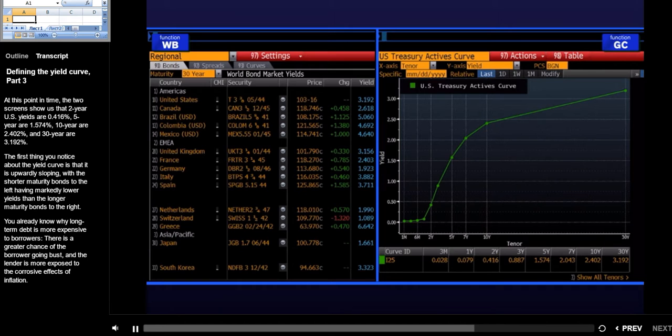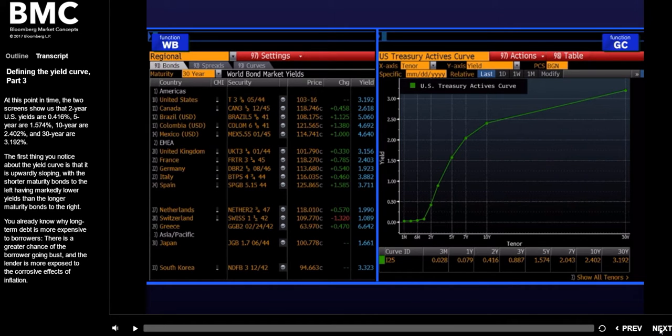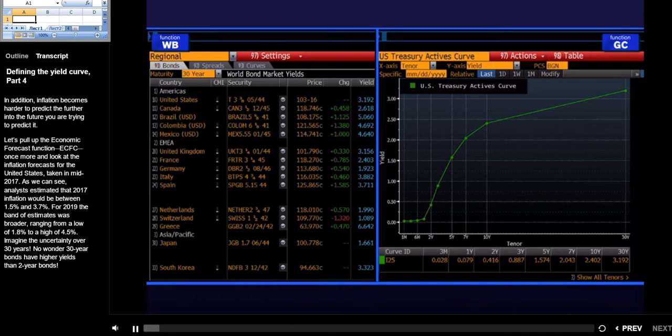You already know why long-term debt is more expensive to borrowers. There is a greater chance of the borrower going bust, and the lender is more exposed to the corrosive effects of inflation. In addition, inflation becomes harder to predict the further into the future you are trying to predict it.